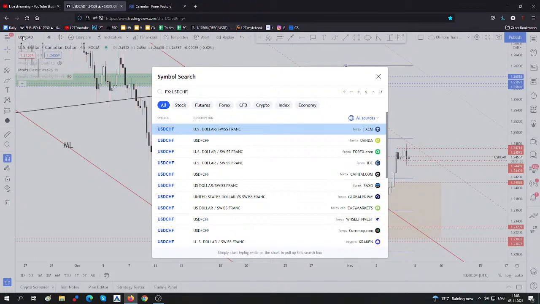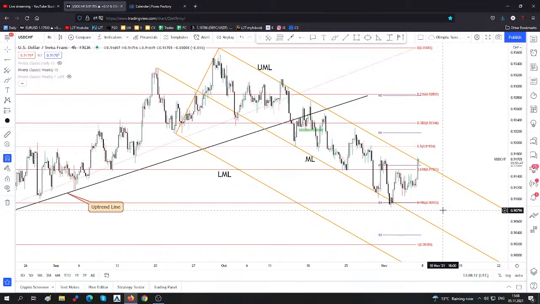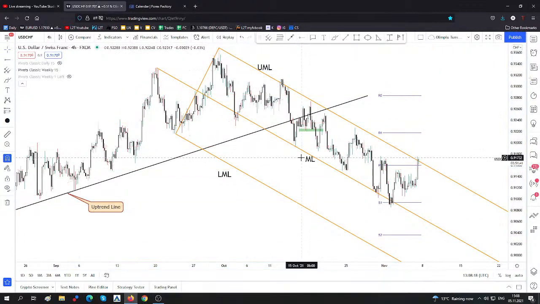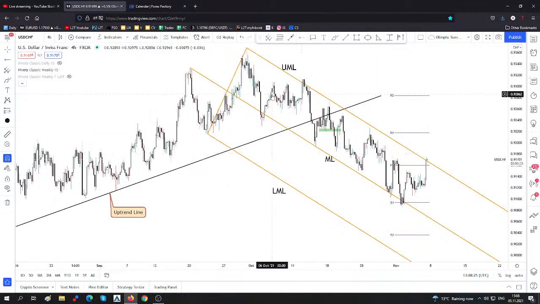Yeah, is that resistance? In my opinion here, I will delete this one from here. I will keep this uptrend line, and you can see here that the US dollar versus the Swiss franc has decreased within this descending pitchfork body between the upper medium line and the medium line.